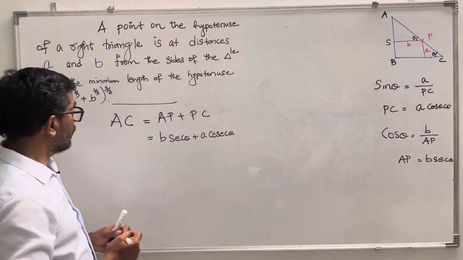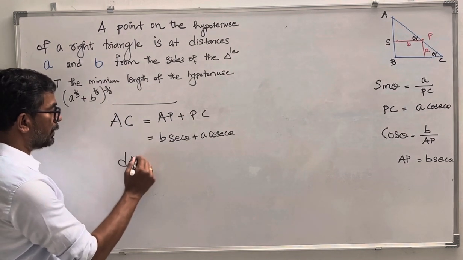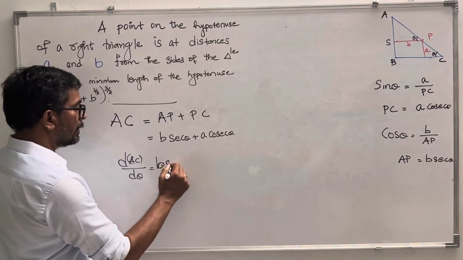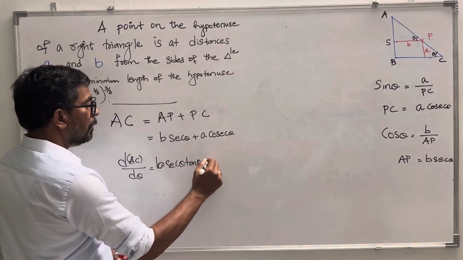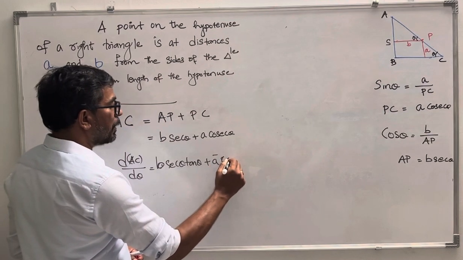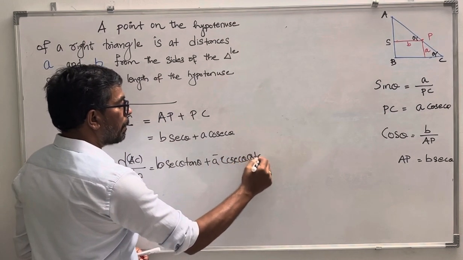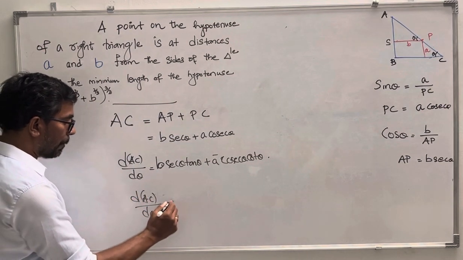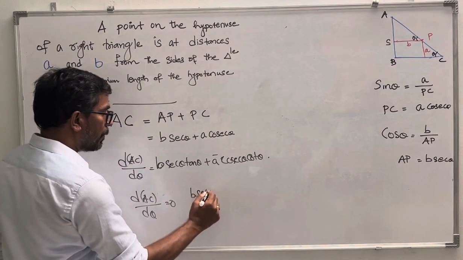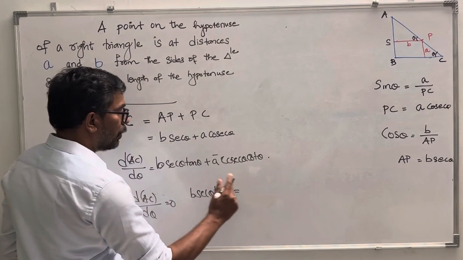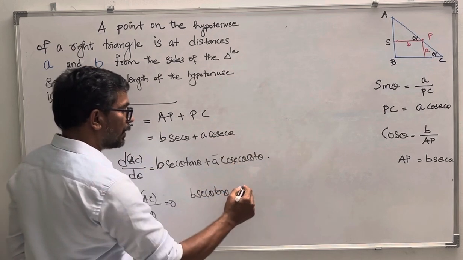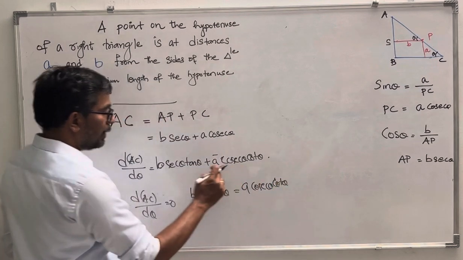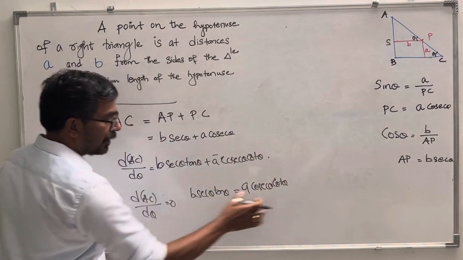Now the third step, I will differentiate. So the derivative of AC with respect to theta is equal to B sec theta tan theta plus A times minus cosec theta cot theta. The next step, we will equate the derivative to 0. So I will get B sec theta tan theta is equal to, taking the minus to that side, A cosec theta cot theta.